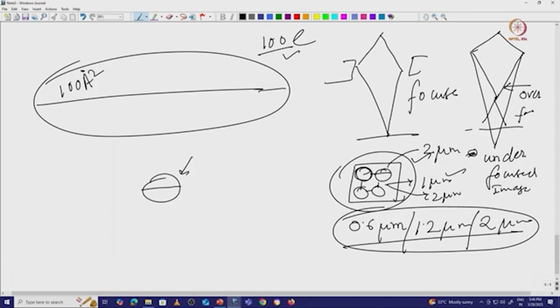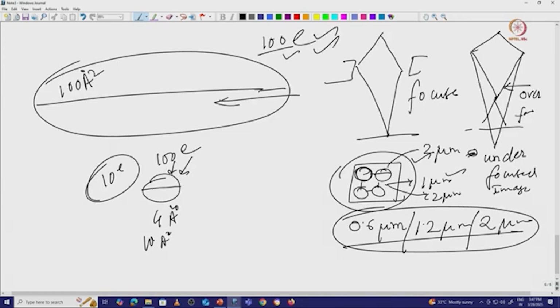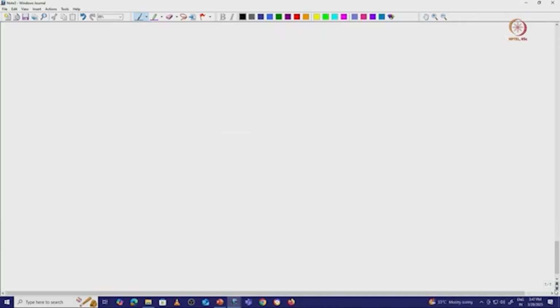Now you just consider this is something like 4 angstrom square or 10 angstrom square. Within that 10 angstrom square you are keeping 100 electrons, so per angstrom square it is 10 electrons. So here you can see it depends on the beam diameter also. If you decrease the beam diameter too much, your electron dose will be high. So somehow we have to control how much electron is going through our sample. How are we going to control that?